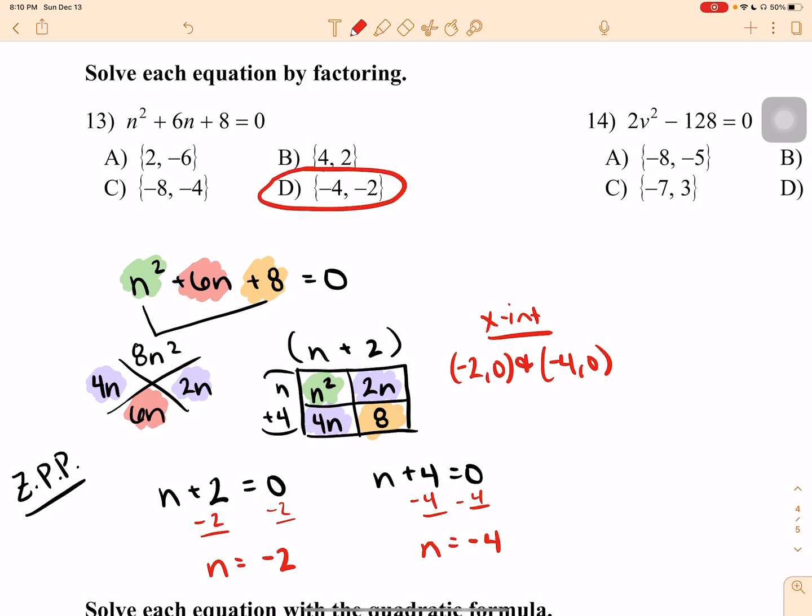So these little squiggly brackets are just saying 4 and negative 2, basically. But they use a comma right here. So it's not saying that that's the point on the graph. It's just saying those two things are the x-intercepts. Okay, so number 13 is D.